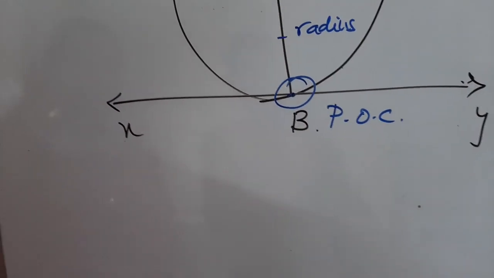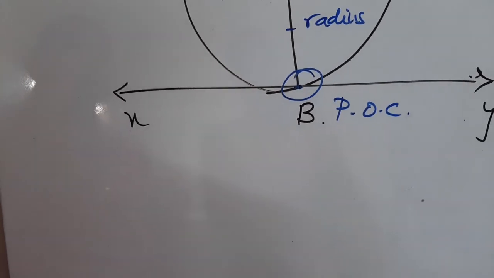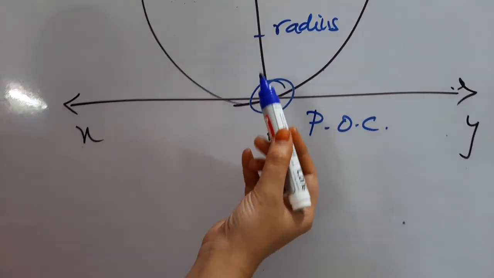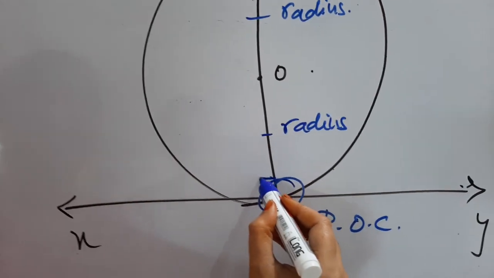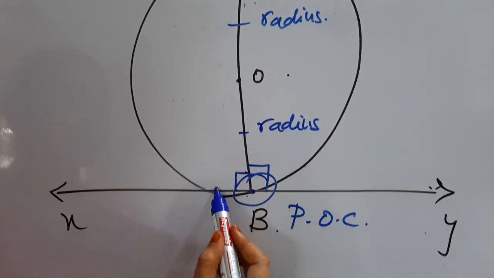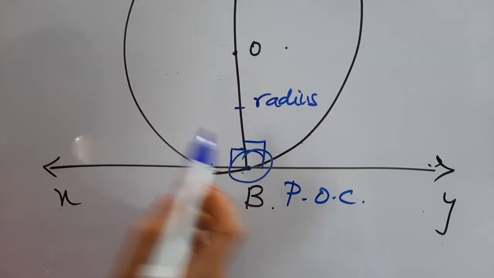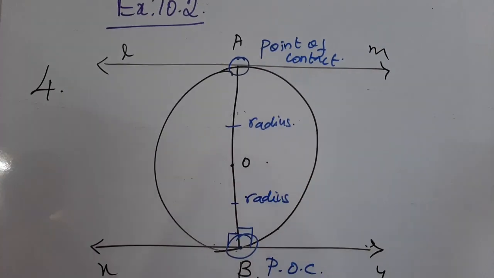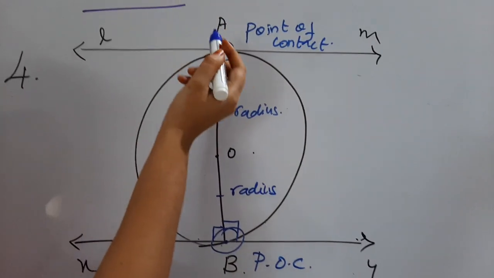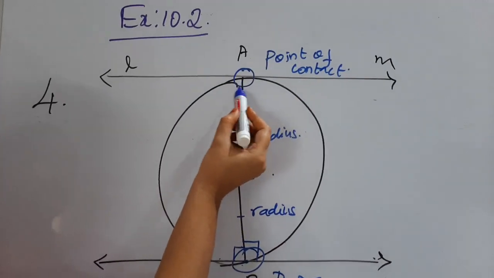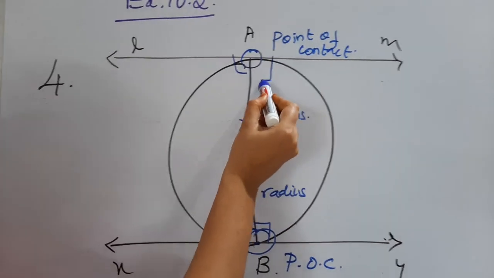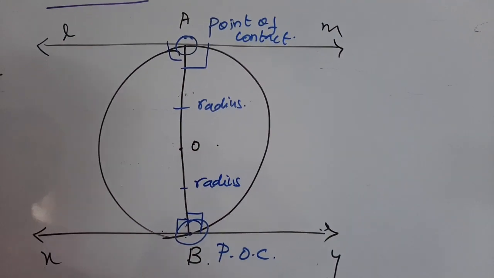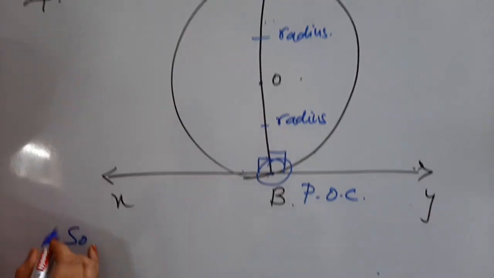And then by theorem 10.1, which we all know, the angle made at the point of contact is 90 degrees. So for B also, the angle made is 90 degrees on a straight line. The total angle becomes 180. In the same way, for this point A at the point of contact, the angle made is 90 degrees. Therefore, in this straight line, the total angle becomes 180. Now, let me solve the sum.